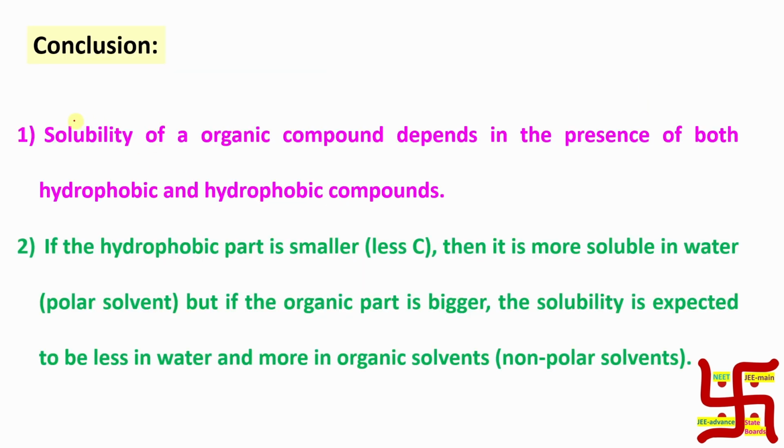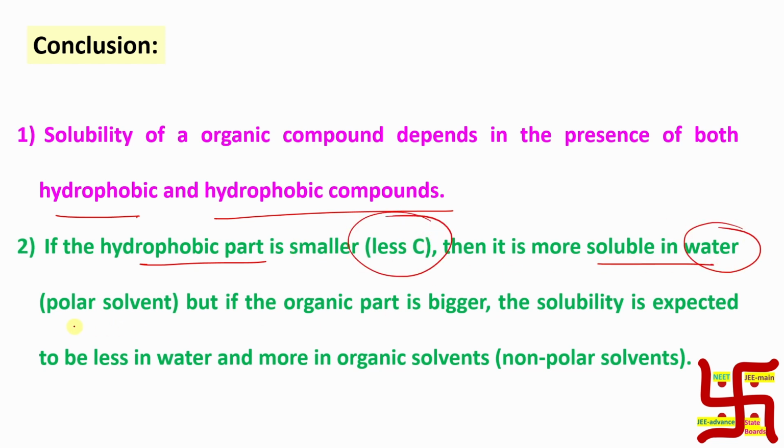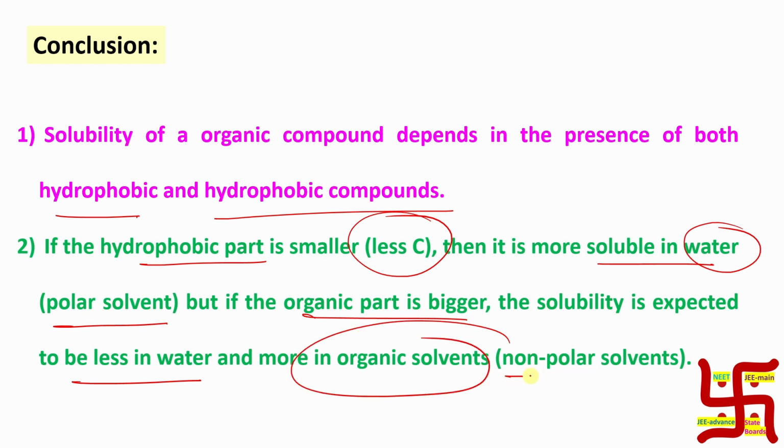Now in conclusion, what you have learned today: the solubility of an organic compound depends on the presence of both hydrophobic and hydrophilic parts and the nature of the solvent also. Now if the hydrophobic part is smaller, then it is more soluble in water, which is a polar solvent. And if the organic part, I mean C-H and C-C, the non-polar part, is bigger, then solubility is expected to be less in water but more in organic solvent. Specifically, I am talking about non-polar solvent.